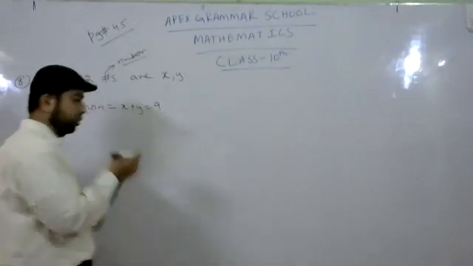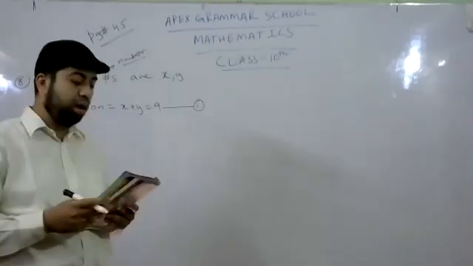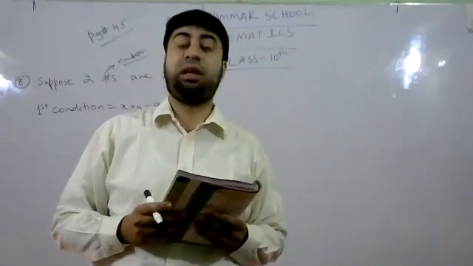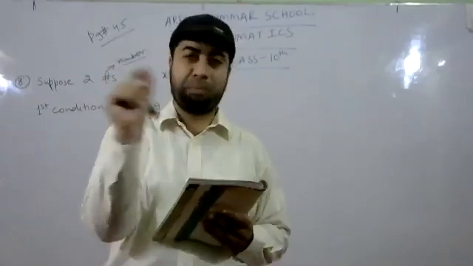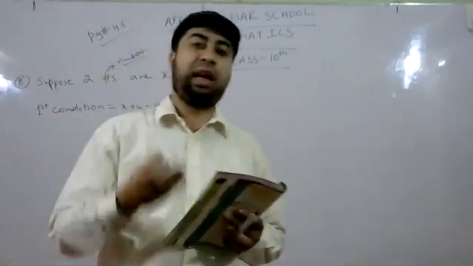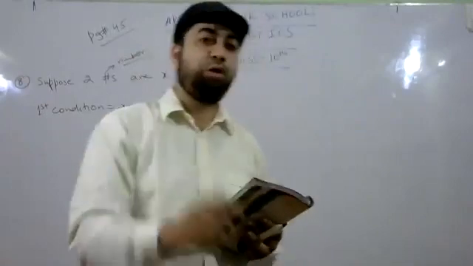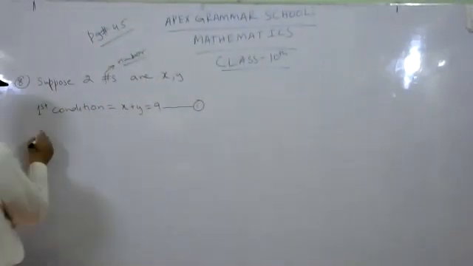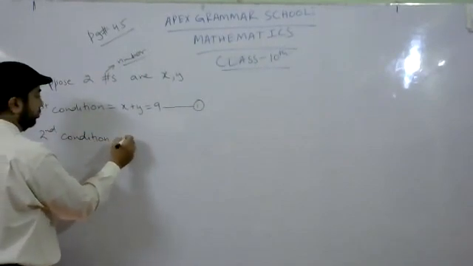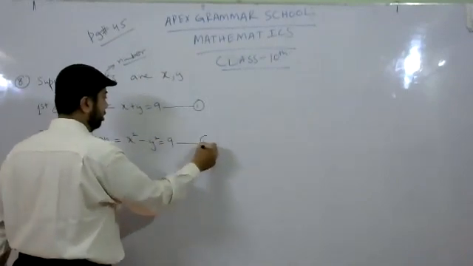This is equation number 1. Now we will move towards the second condition, that is the difference of their squares. Difference means subtraction. Which difference? Between their squares. Meaning the difference of x square and y square, meaning x square minus y square, the answer is also 9. So the second condition, x square minus y square, that is also equal to 9.